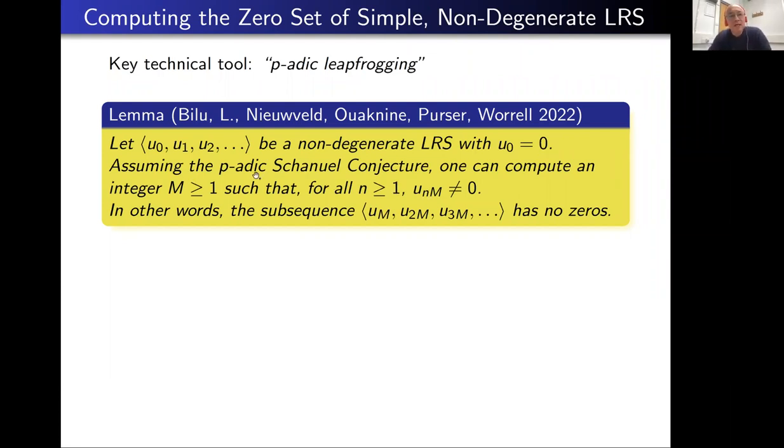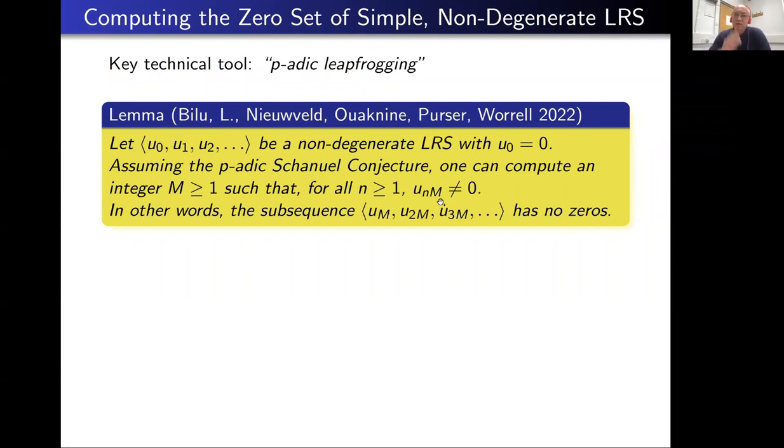Here is the important lemma. Assuming the p-adic Schanuel conjecture, one can compute an integer m such that if you look at this sequence only over the multiples of that integer m, then that sequence has no other zeros. This is the key technical lemma, meaning it has a zero when little n is equal to zero, but for little n greater or equal to one, it has no zero. So once you have that, you're basically done.